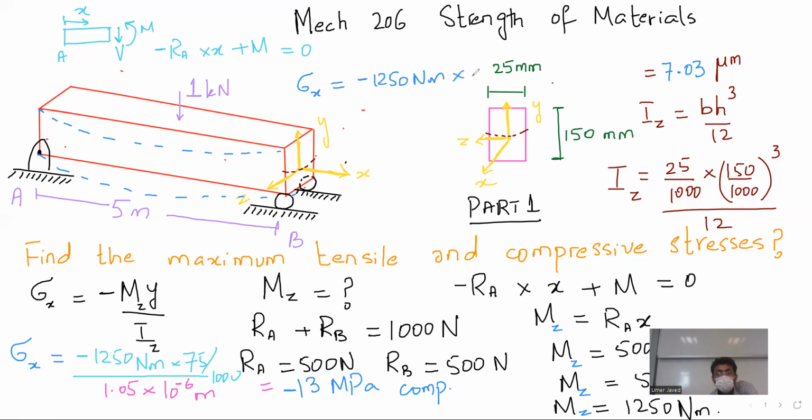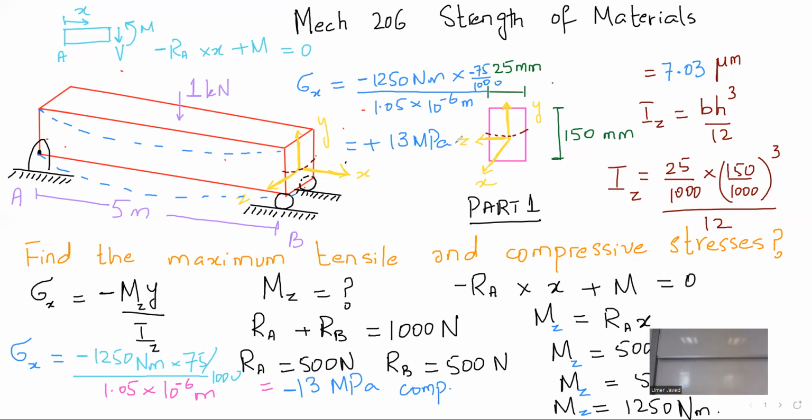Now I will substitute a negative value because I want to go to the bottom. Then I will divide by 1.05 times 10 to the power minus 6 meter, and the answer will be positive 13 megapascals. Boom. Confused? Clear? Confused about the sign?